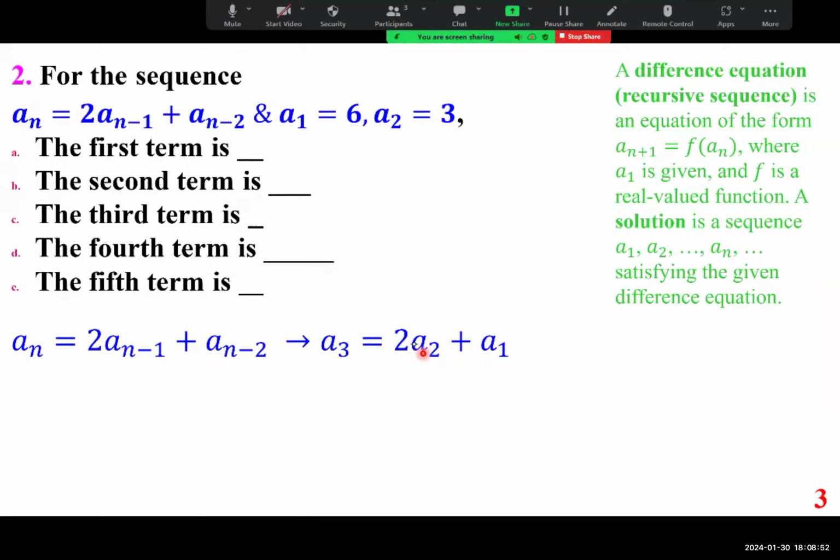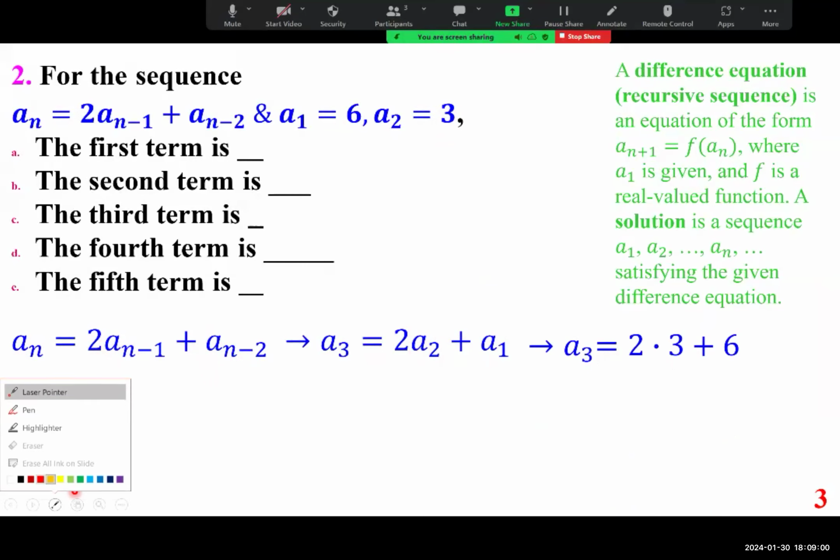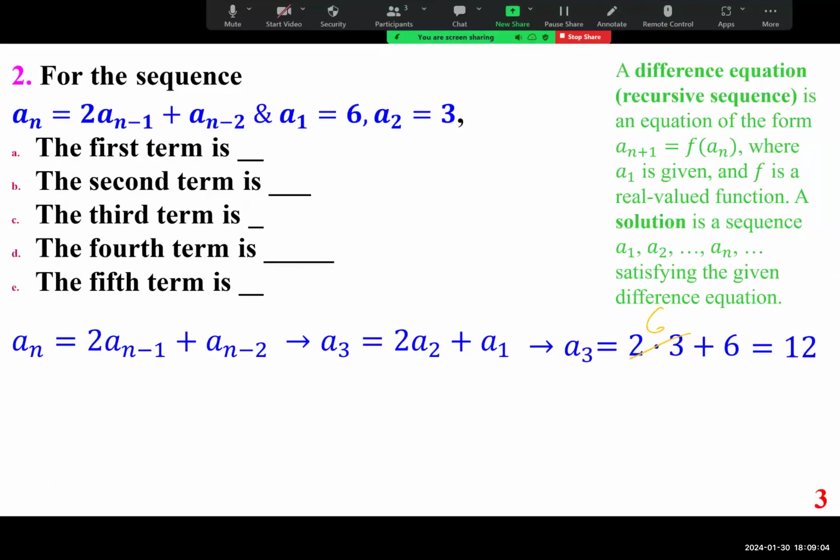Therefore, 2 times 3 plus 6, they add up to 12. Now, using this technique, now the next one is a sub 4. That means pick the previous one, a sub 3 times 2, so 2a sub 3 plus a sub 2. That's the meaning of it.